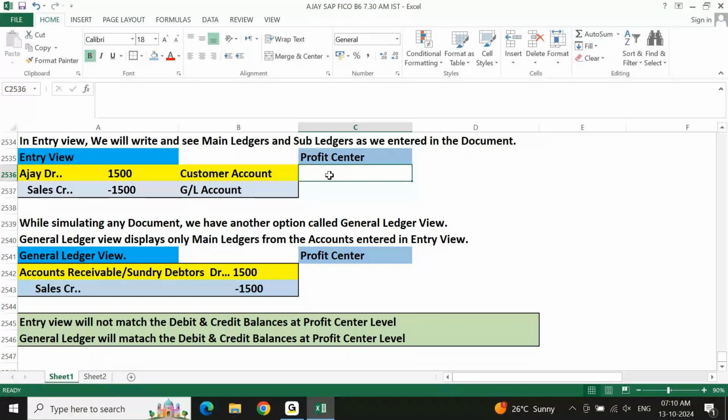Entry view. General ledger view is automatically updated by SAP. User will always update only entry view while posting any debit and credit. Without entry view, general ledger view is not possible. This is done by the system automatically. We have no control on general ledger view. It is taken care by SAP. Whatever the debit credit that you're writing in SAP is purely representing entry view or data entry view. Clear?